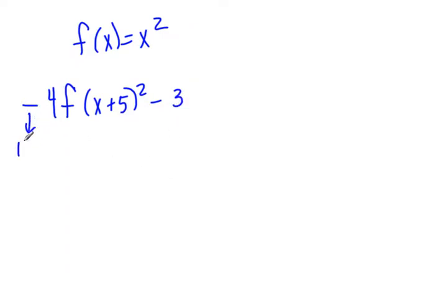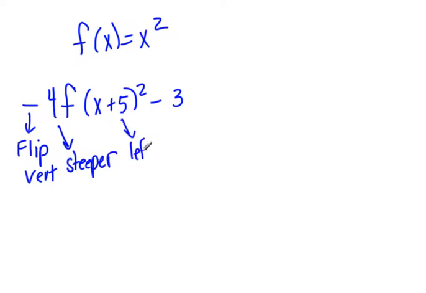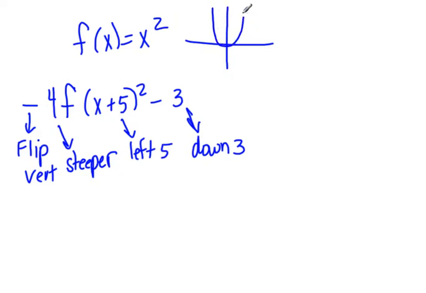Well, the negative would flip vertically. The 4 would make it a steeper function. This would be left 5, and this is down 3. So what you see is this parabola, and then all these shifts. So left 5, down 3, because the vertex is the easy one to get.